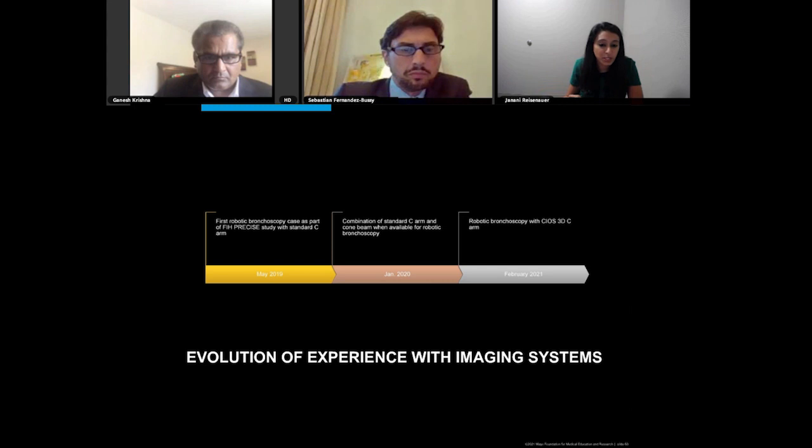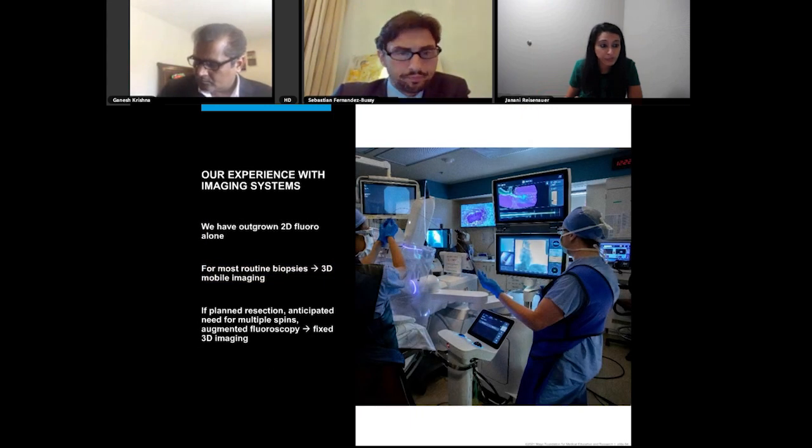Since we have purchased the COS 3D system, if we're doing biopsies alone, we pretty much will do anything and everything with just this system alone because, again, it gives us the portability, which allows us to do it anytime, anywhere. And we really are only using our fixed cone beam systems if we're doing something a little bit outside of the box where we think that the value of that augmented fluoroscopy is critical to the diagnosis.